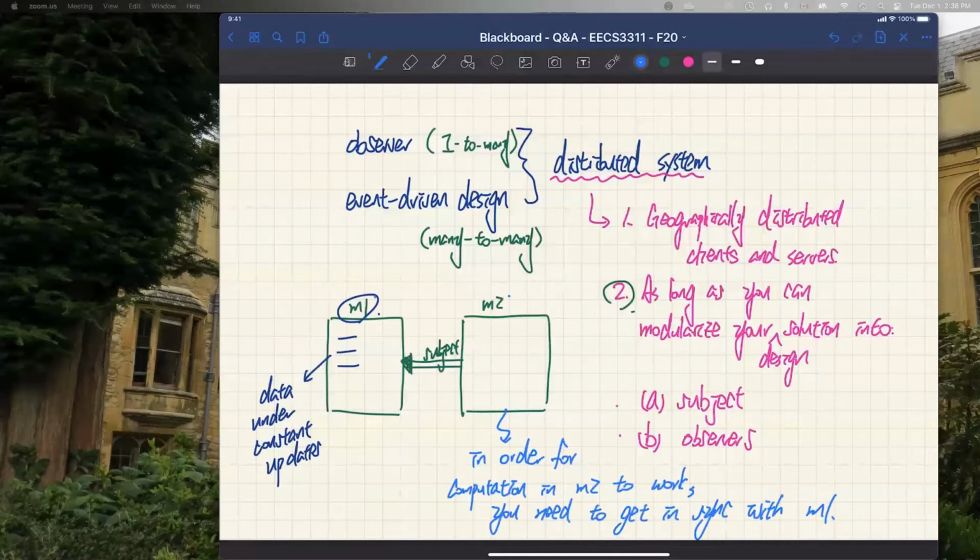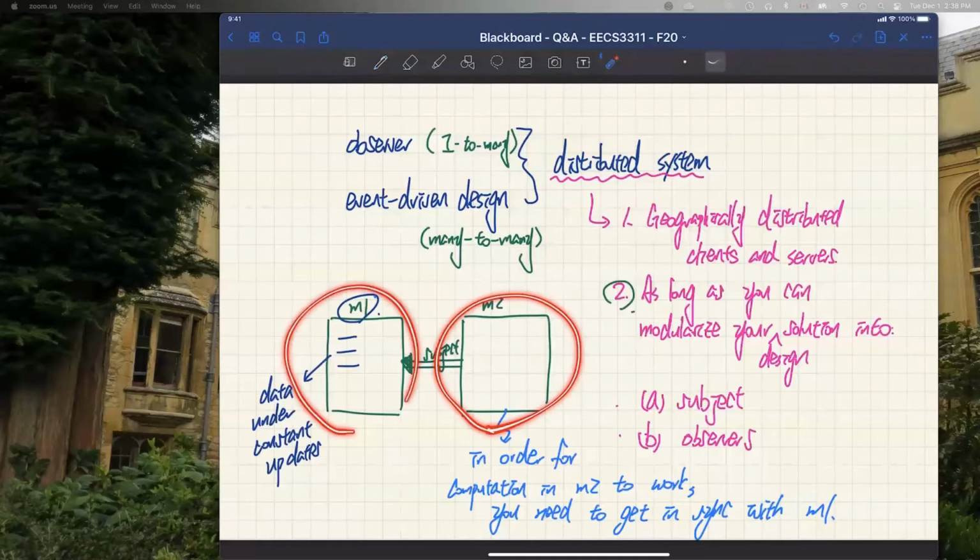However, I'm not really suggesting that every client-supplier relation can be turned into the observer pattern or event-driven design. That's not what I'm trying to say. What I'm trying to say is this special kind of client-supplier relation, in which one module has to closely monitor another module over here.